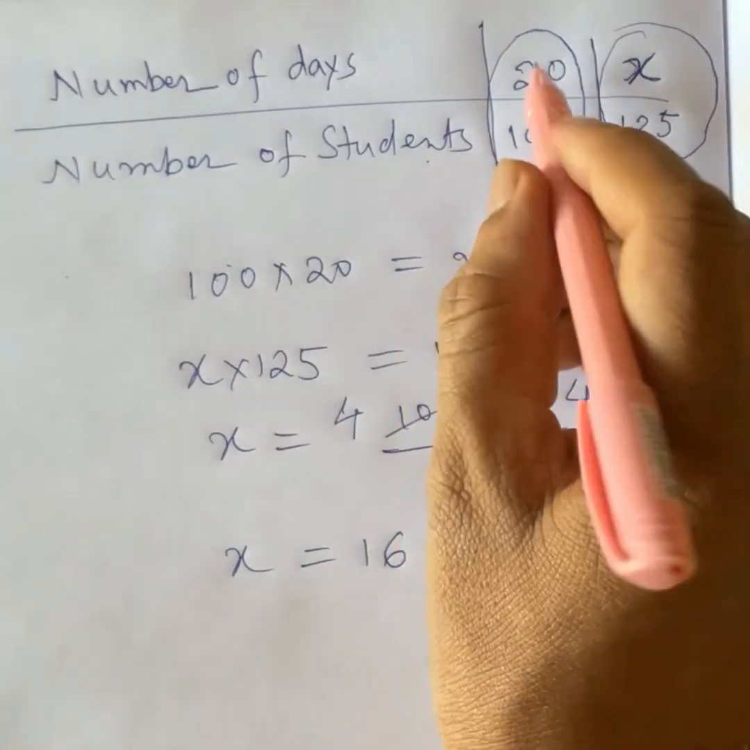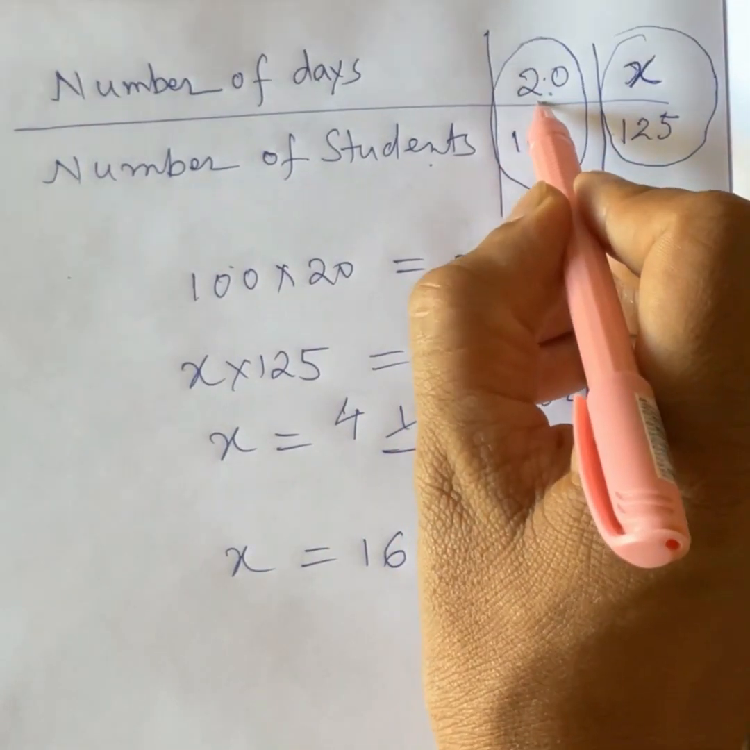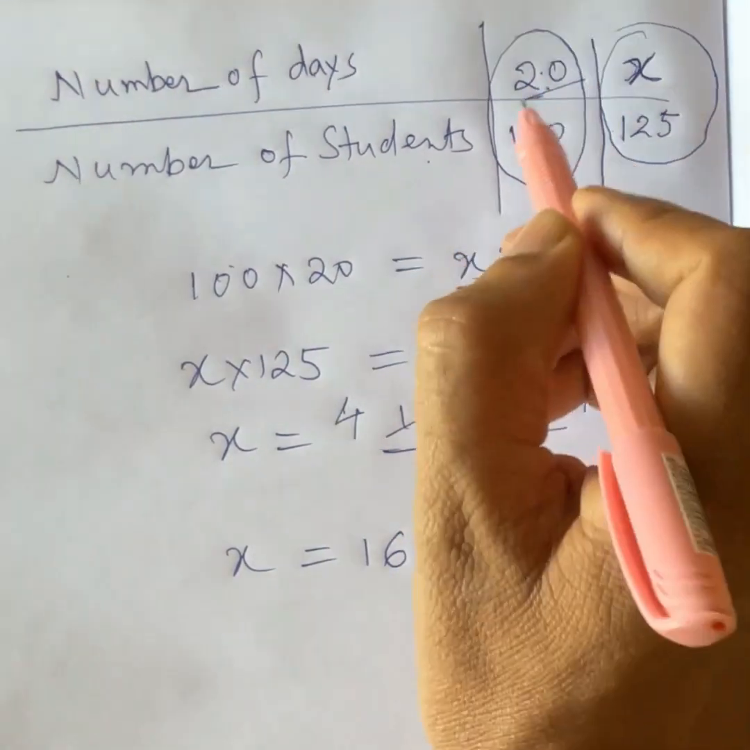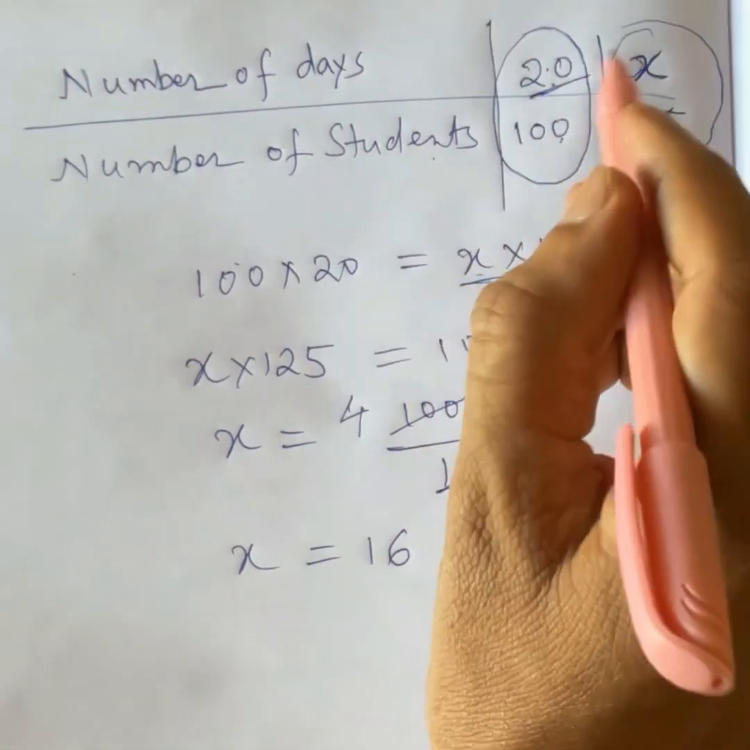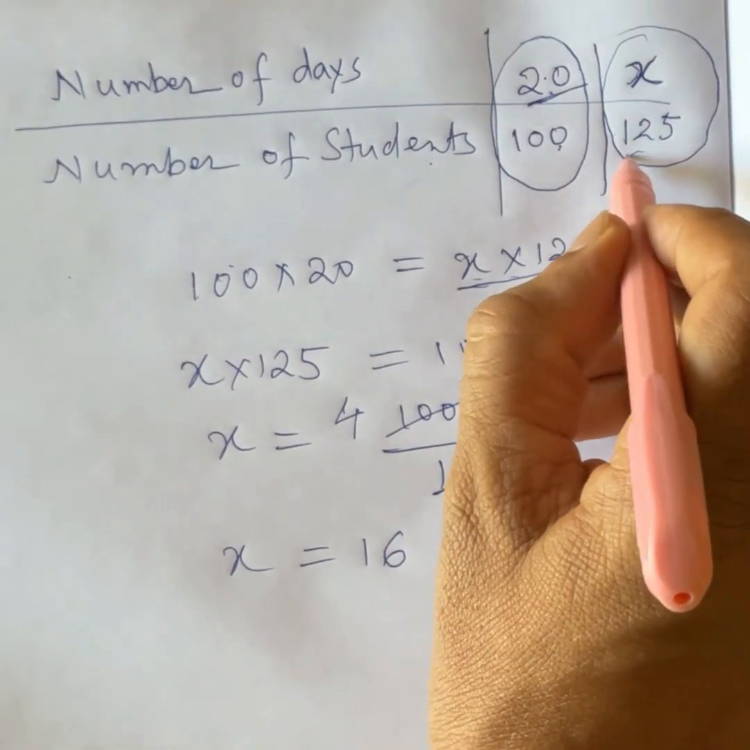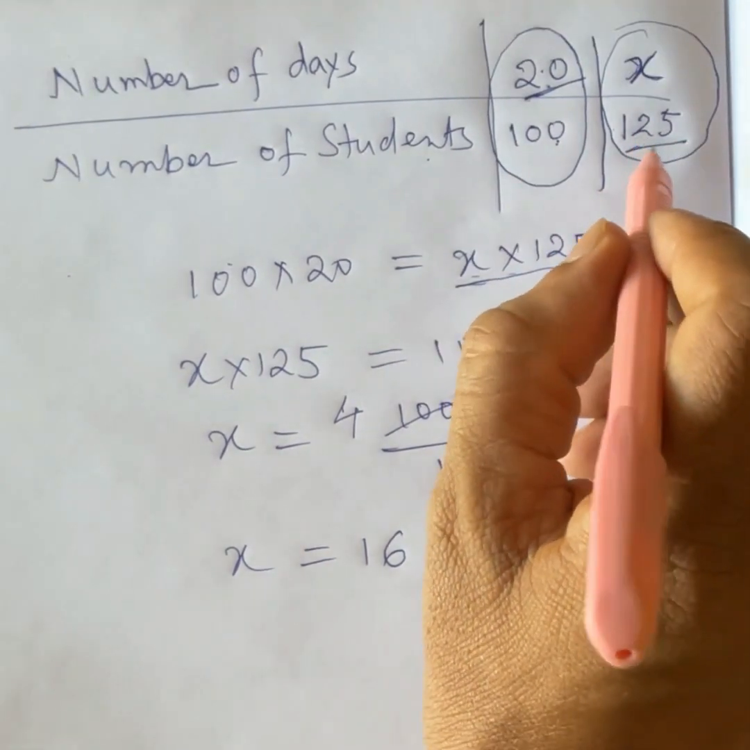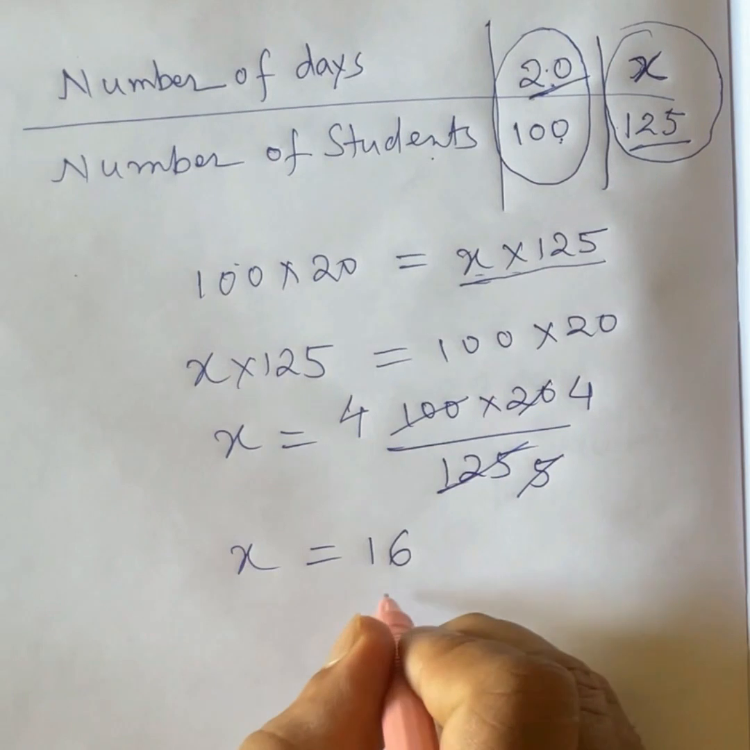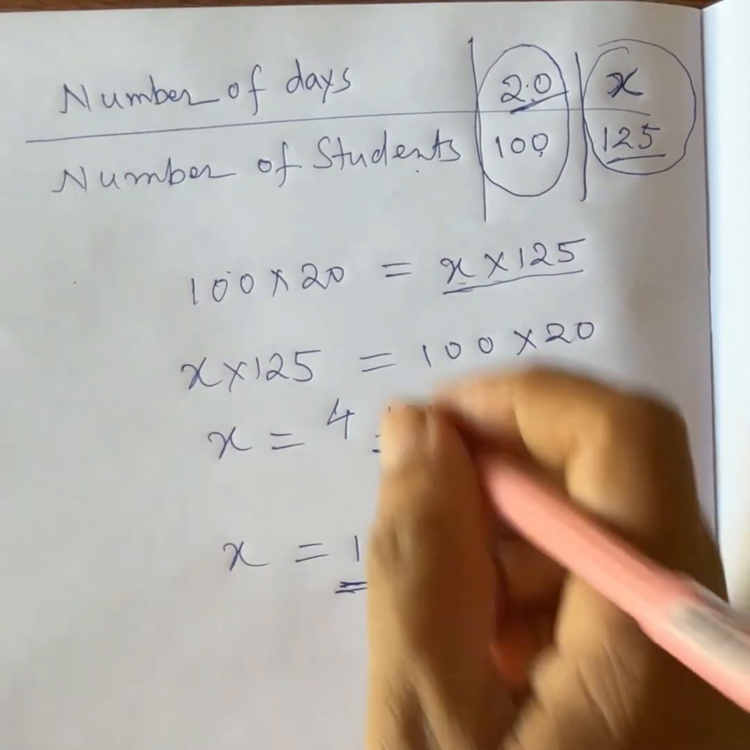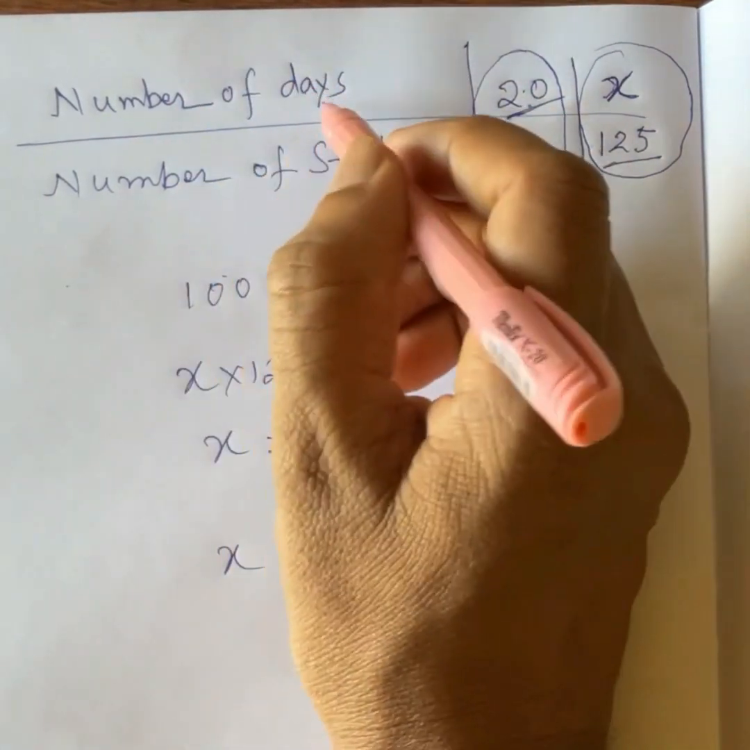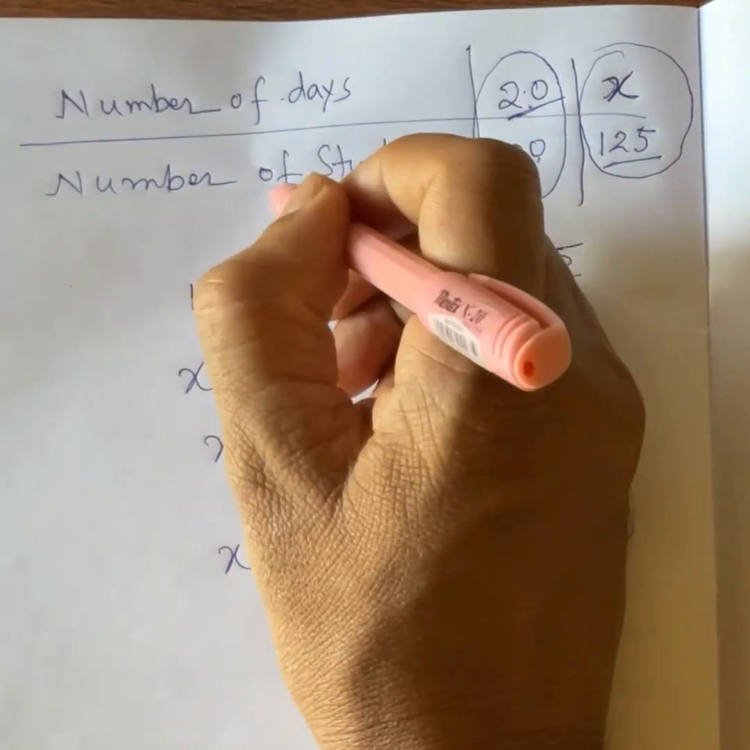That means earlier the food would have run for 20 days for 100 students, but when the number of students increases to 125, they can survive with that food for only 16 days.